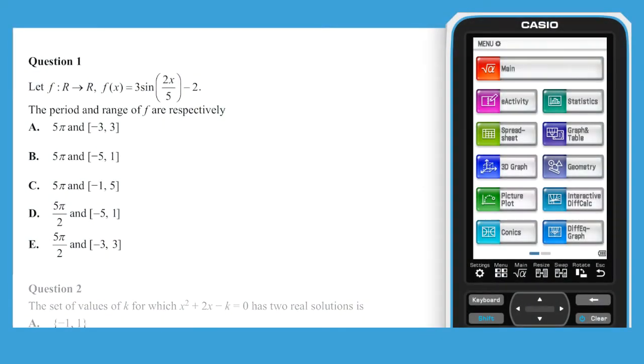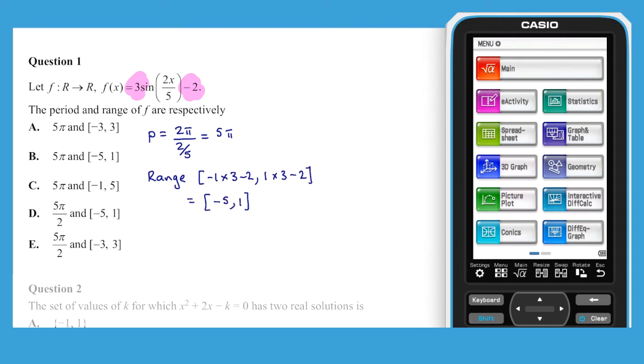Question 1. The period of this trigonometric function can be found by calculating 2 pi divided by 2/5, which is equal to 5 pi. The range of sine ax is from -1 to 1. So the range of this function can be found by multiplying these bounds by 3 and then subtracting 2, making the range from -5 to 1 inclusive.